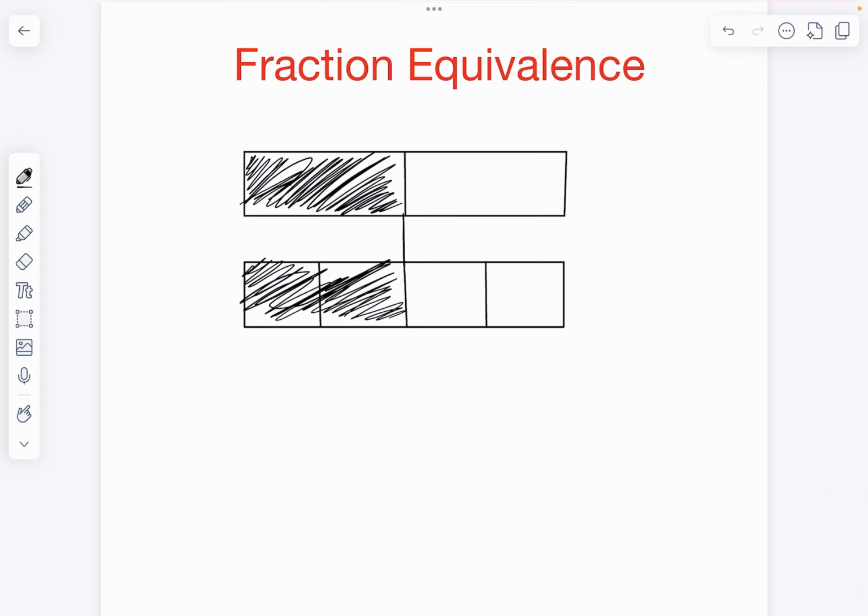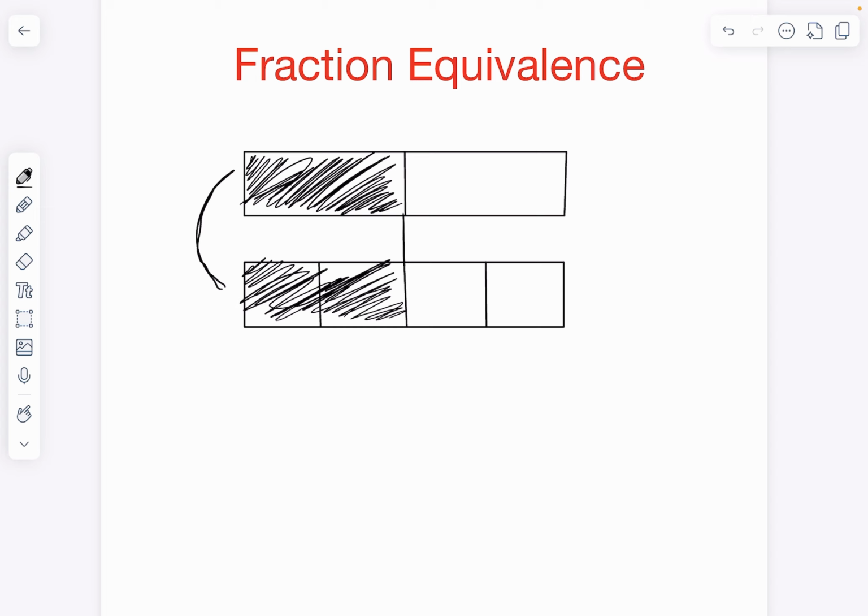They are larger in size, and these are smaller in size, so therefore you need to use more pieces or shade in more pieces in order to match this amount. And that's what equivalence is. It's basically telling you that different numerical fractions can still have the same value. That's what it's telling you.